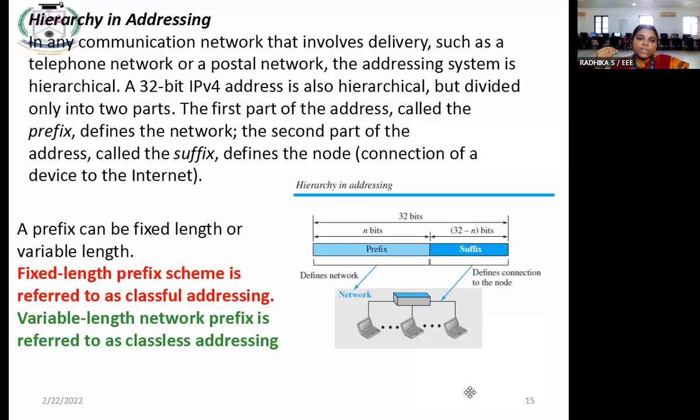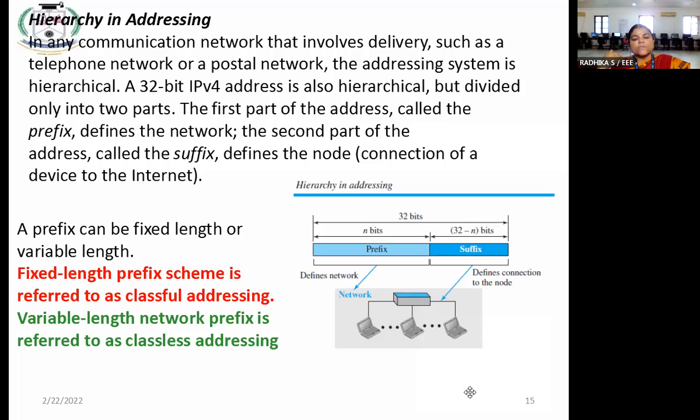Then you will mention the country. Then, if possible, you will also specify the pin code. So this is said to be called a hierarchy. Do you understand what I'm saying? Likewise, in a communication network, when a packet has to be delivered, the addressing system is going to follow some kind of hierarchy.